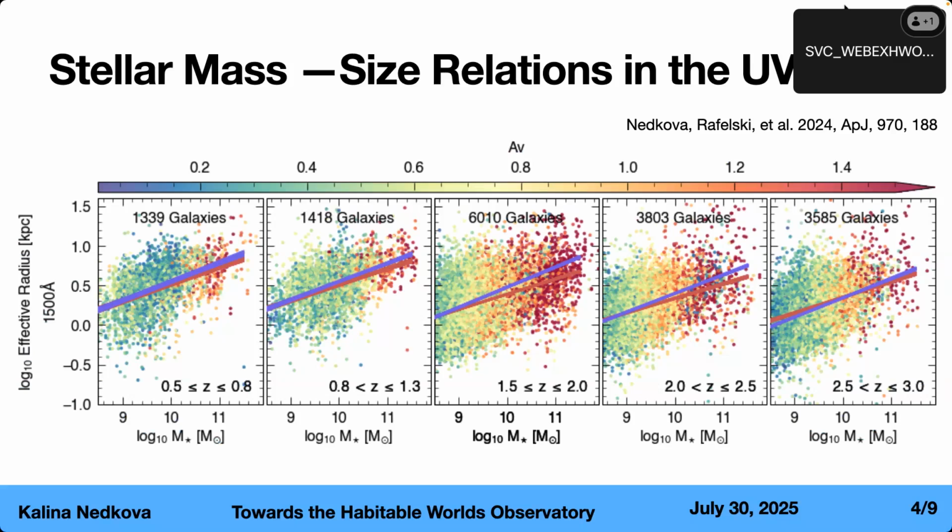So you can see that there's more red points in these two bins than in the others. And this is also where you have the most different slopes. So this might be indicative of dust playing a significant role, but to really understand if this is driven by inside-out growth or dust, we need to turn to simulations.